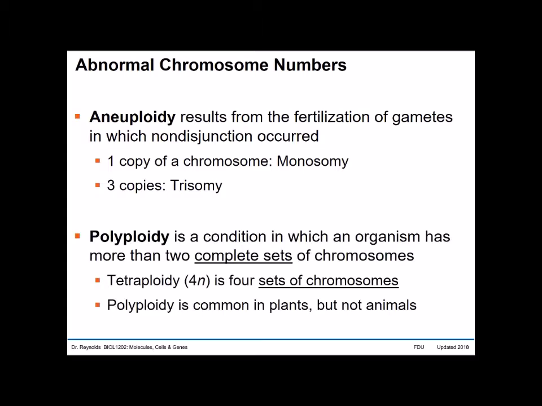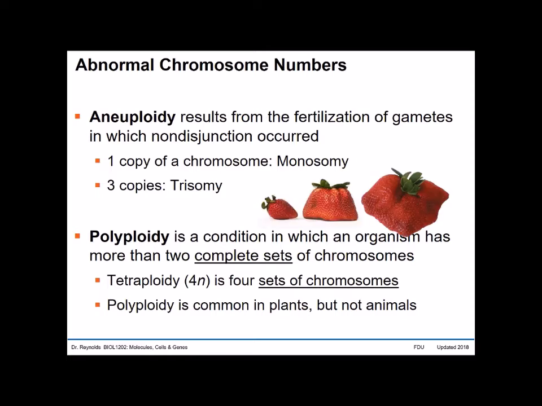Now, if you have a complete additional set of chromosomes, that's what we call polyploidy. So polyploidy is not a single chromosome number mistaken. This is complete sets of chromosome numbers. Animals do not have viable polyploidy, but this is really common in plants.